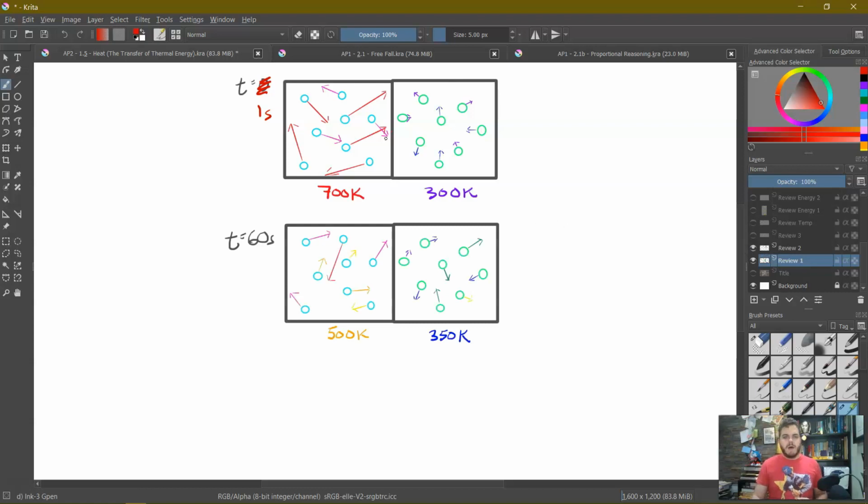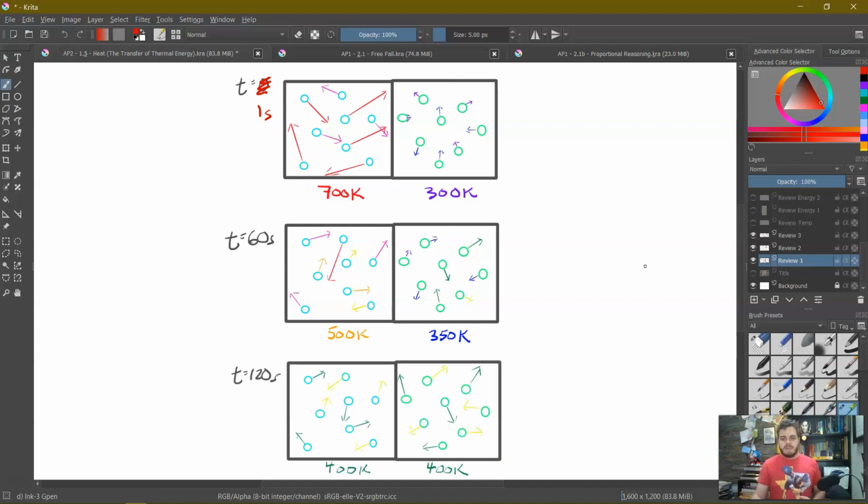And as time goes on, the particles in the left-hand box are going to move slower, the average is going to go down, and the temperature is going to decrease. As we can see, about a minute later, it's 500 Kelvin. And the box on the right is going to have particles steadily speeding up, and it's going to go up to, we'll say, 350 Kelvin. Now let's say another minute passes, and we have now reached thermal equilibrium, the point when the two boxes have the same temperature, so each box contains a gas with particles that have the same average kinetic energy.